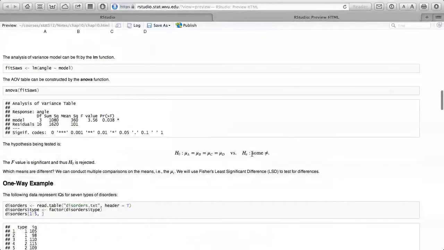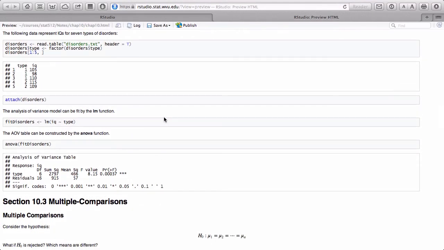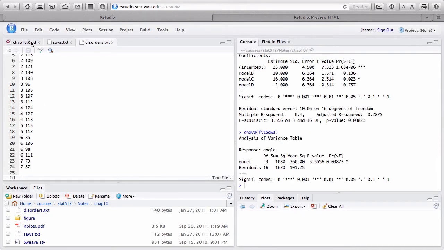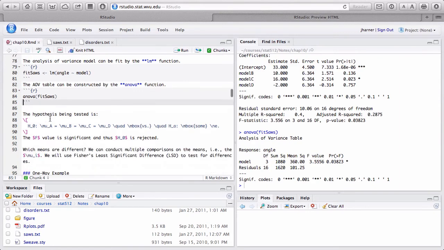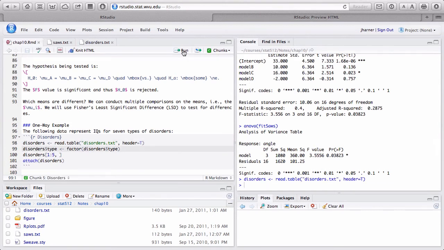So getting back to the disorder example, I haven't discussed it much other than how you run the R code. So let's go back and look at it a minute. If we go back and look at the R code, then we're going to read it in. And notice that here I make sure that I convert the type. See, the type goes from 1 to 7? What would happen if I didn't put that statement in? And why didn't I need it above? Why do I need this?